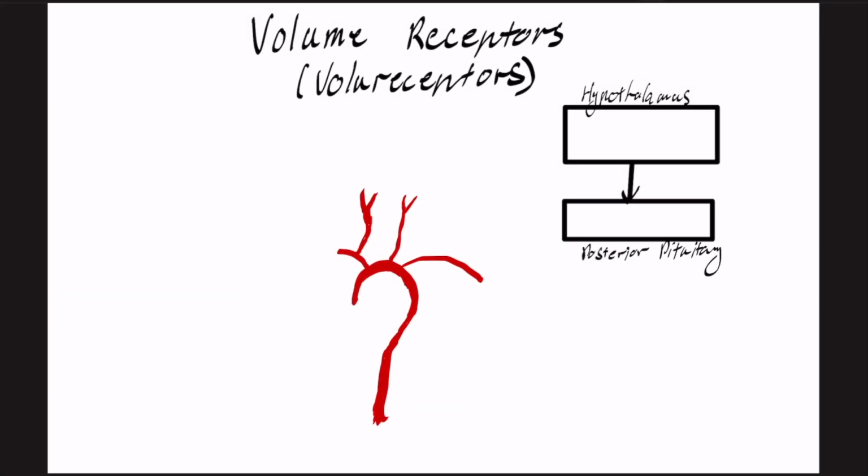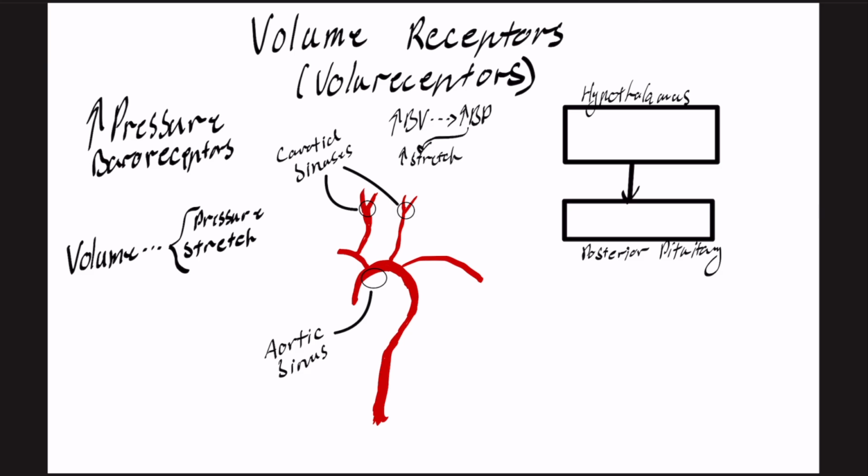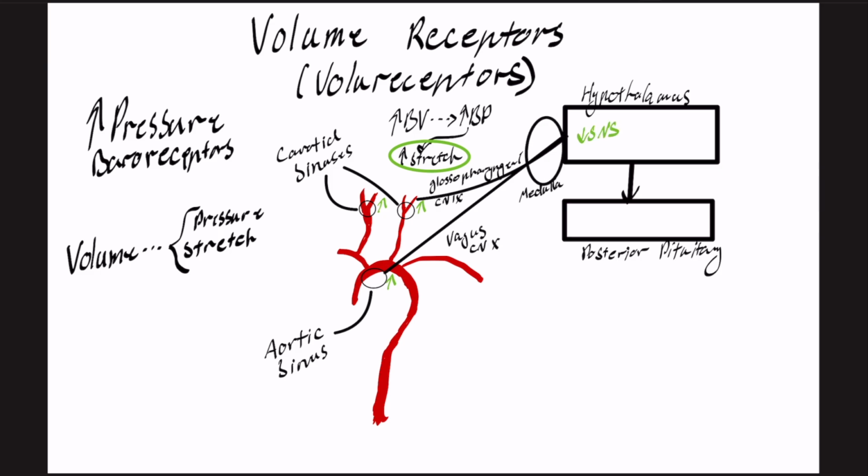Now, volume is indirectly measured by the body through pressure and stretch. So high pressure baroreceptors that sit within the aortic and carotid sinuses will be stimulated by increasing or decreasing stretch. So when the aortic and carotid sinuses are stretched, when there's high blood volume or high blood pressure, this will lead to increased firing of those nerve endings, the vagus nerve from the aortic sinus and the glossopharyngeal nerve from the carotid sinus, which will then decrease the sympathetic nervous system response and increase the parasympathetic nervous response.